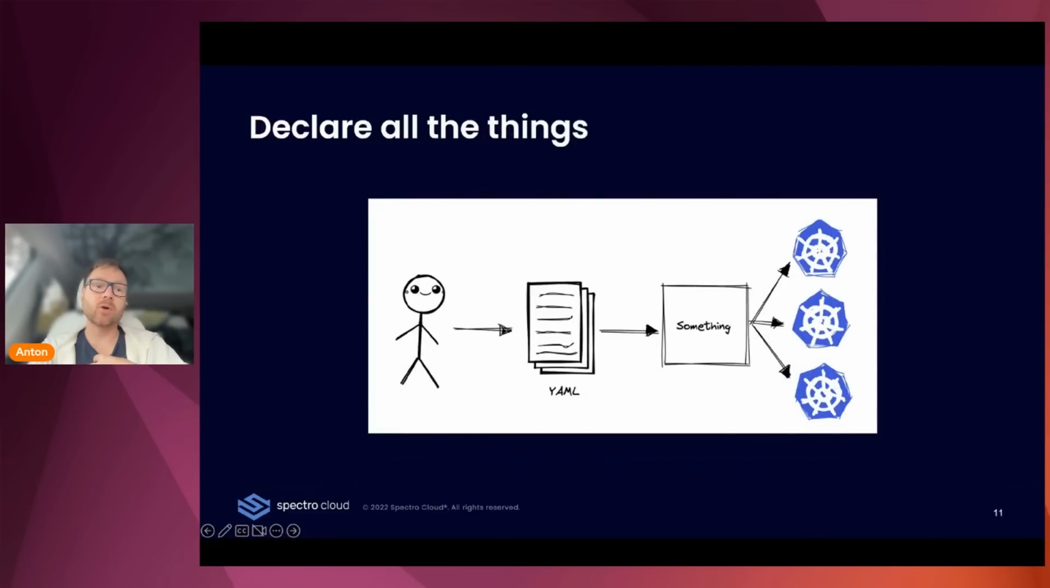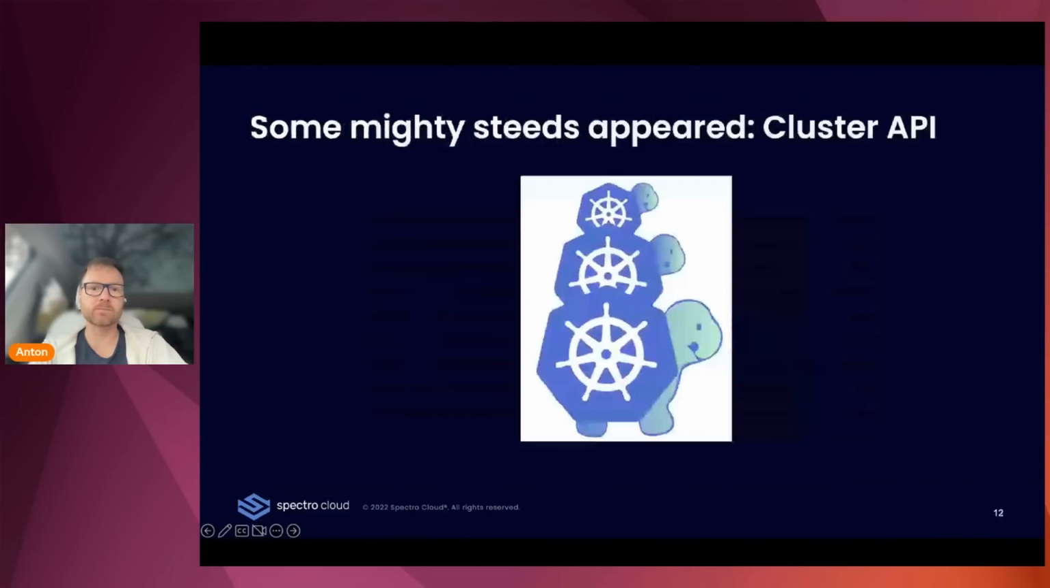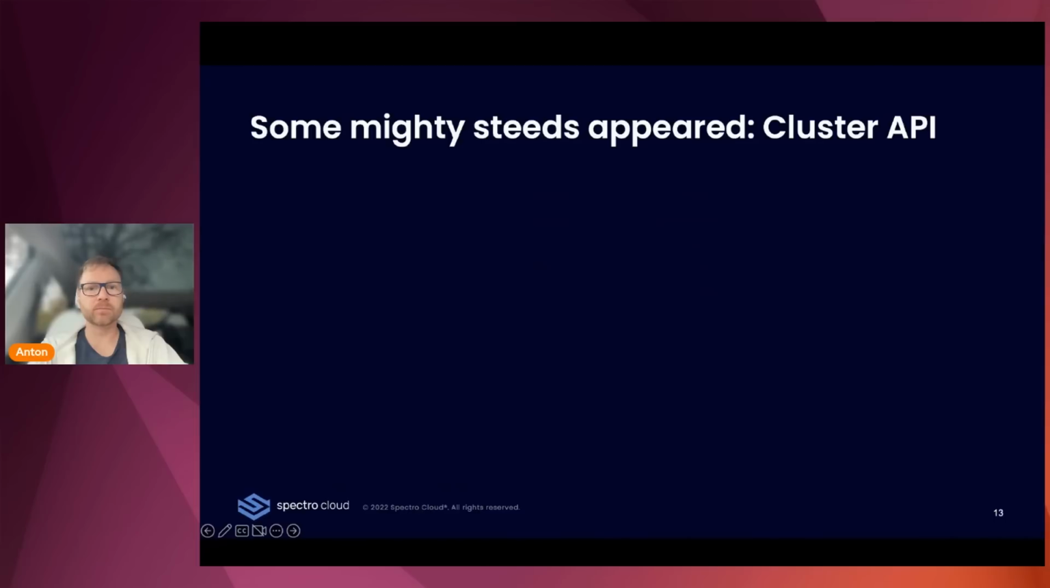So let's declare all the things. The something that I mentioned before, but what is that? And well, that is Cluster API with a Kubernetes cluster. So a cluster, like a management cluster, that you use and that you work with to manage and deploy other clusters. And it makes perfect sense because this is exactly how Kubernetes itself works. So these mighty steeds appeared to help our knights, and this was the turtles, of course, which is Cluster API.